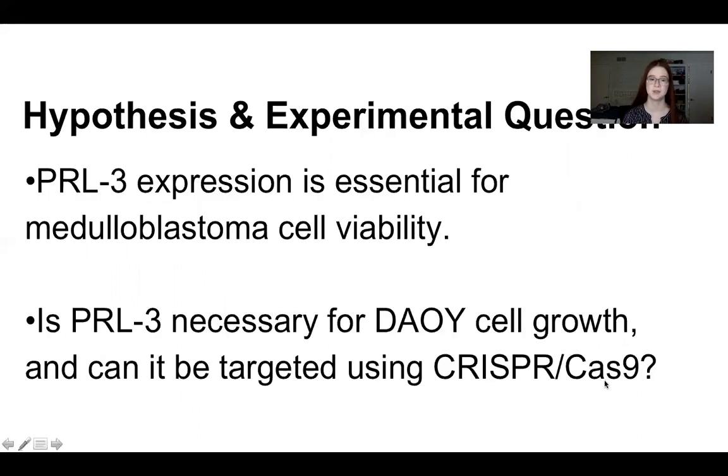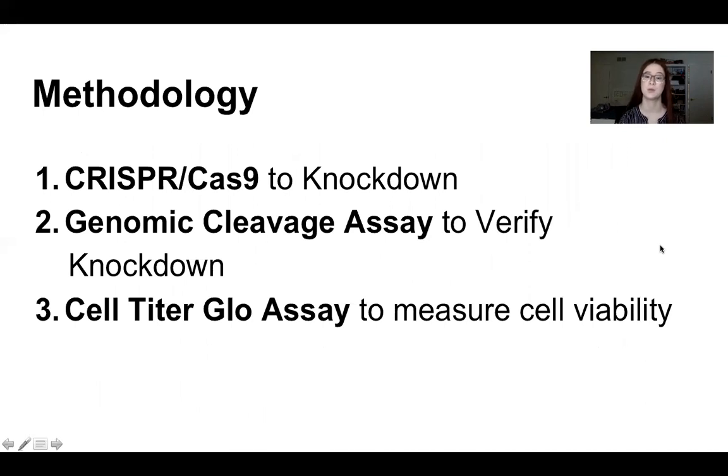I hypothesized that PRL3 expression is essential for medulloblastoma viability, and I asked if PRL3 is necessary for Dowie cell growth and if it can be targeted using CRISPR-Cas9 technology. So for my methodology, I utilized CRISPR-Cas9 technology to knock down the PRL3 gene in Dowie medulloblastoma cells. I then used a genomic cleavage assay to verify my knockdown, and I used a cell titer glow assay to measure the cell viability of the cells after knockdown.